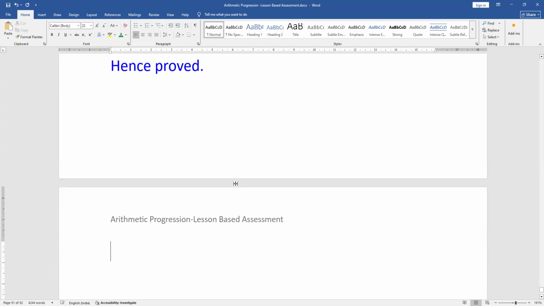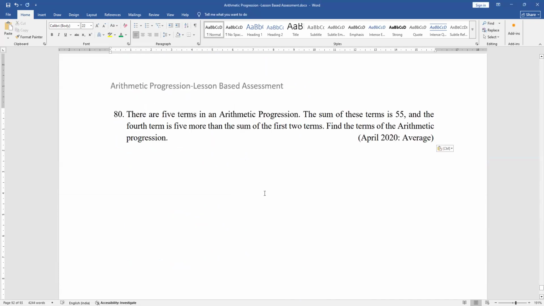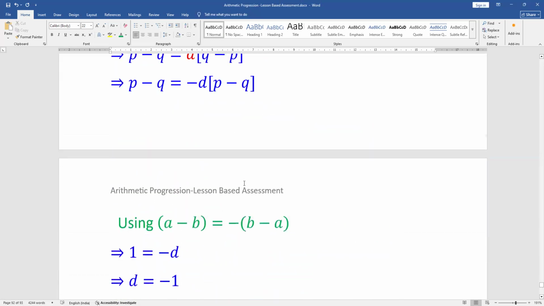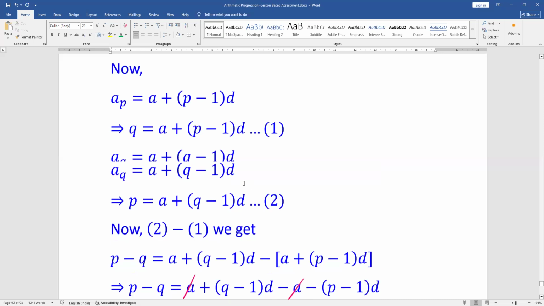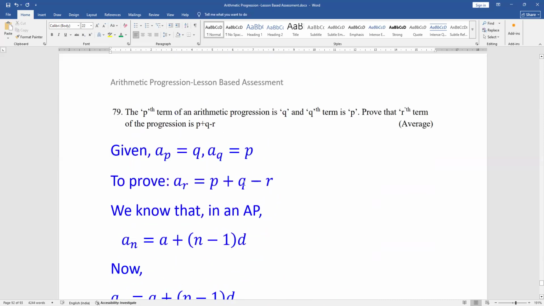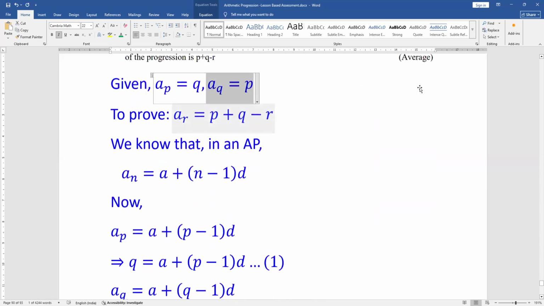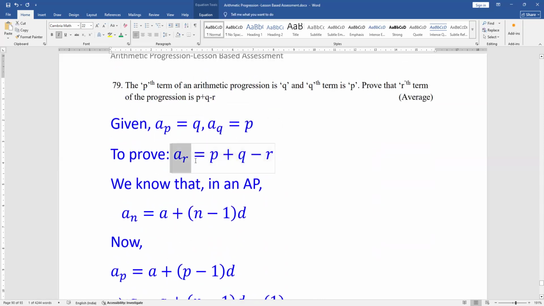That's it. Now I move on to the next question, problem number 80. But before that, let me revise this question once again. What we did in this: here they had asked that the pth term of the progression is q, and the qth term of the progression is p. We need to prove that AR equals p plus q minus r, correct?